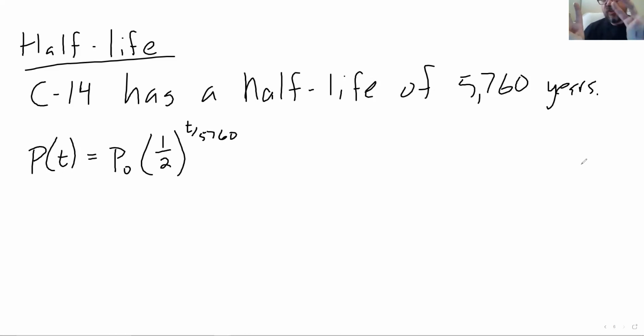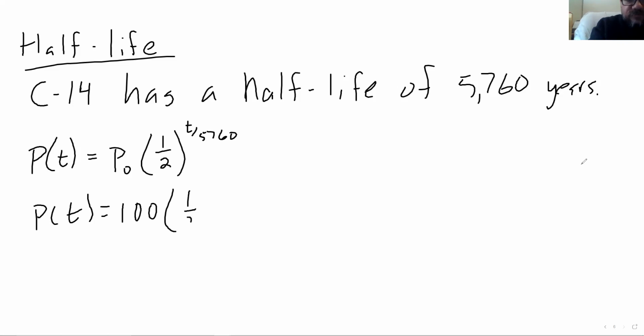Now, the starting percentage is 100% of what we would expect. So for carbon dating and for any sort of radioactive decay problems, there's kind of two variations that you're going to do. One is the percentage version, which I've got here, right? So P of T, the starting percent is 100%, is 100 times a half to the T over half-life.